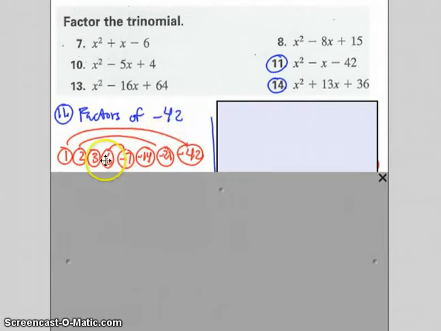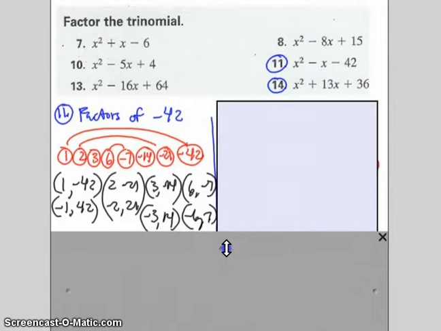4 does not go in. 5 does not go in, but 6 does. That would be 6 times negative 7. And then the door is closed. There's no room in between here anymore. We're done. So those are the 4 pairs, but there are also their opposites. So I could have had 1 times negative 42, but I also could have had negative 1 times positive 42, and so on down the line. I'm sorry about the sloppy writing. My pen was having a lot of trouble today on the smartboard. 2 times negative 21 and negative 2 times positive 21, 3 times negative 14, or negative 3 times 14, 6 times negative 7, or negative 6 times 7. Any of those pairs could have made negative 42.